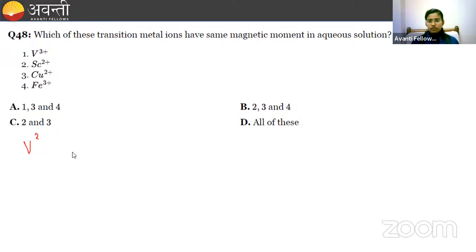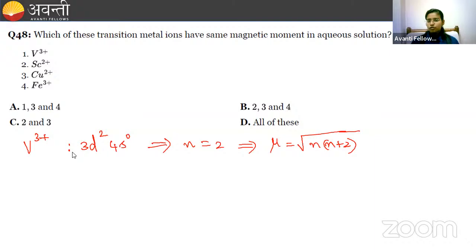So let me start with vanadium 3+. So vanadium 3+ has 3d2 4s0 configuration, right? And the d orbital has 2 electrons. So the number of unpaired electrons will be 2, and the magnetic moment mu will be equal to root of n into n plus 2, and substitute the value for n as 2. So we will get 2 into 2 plus 2, which is root 8.